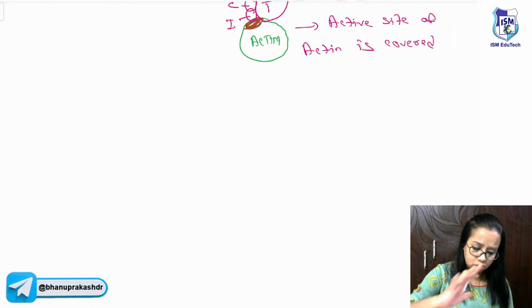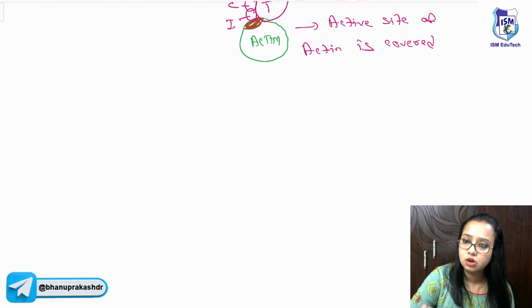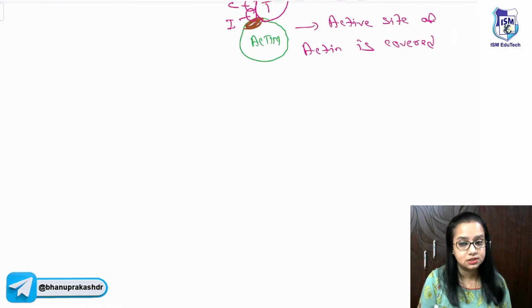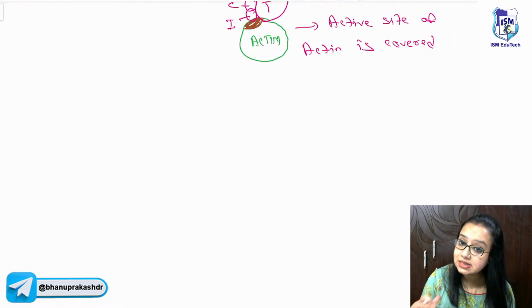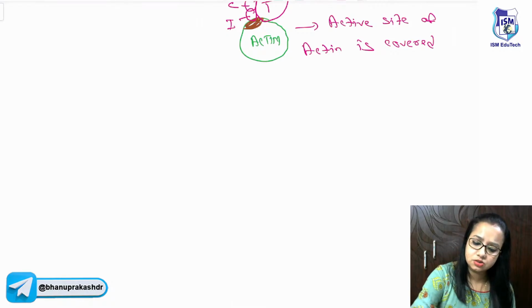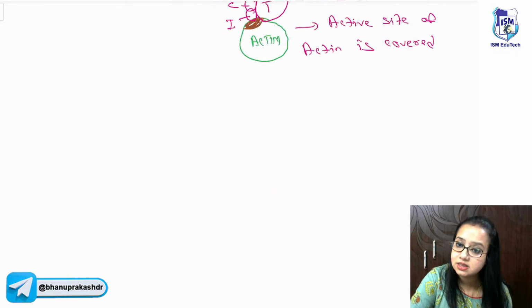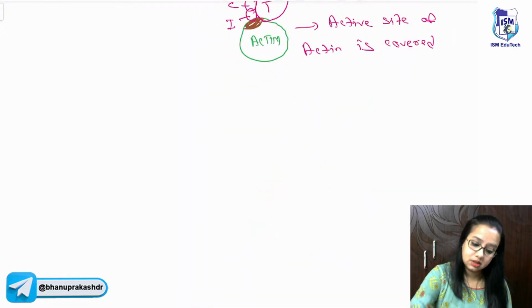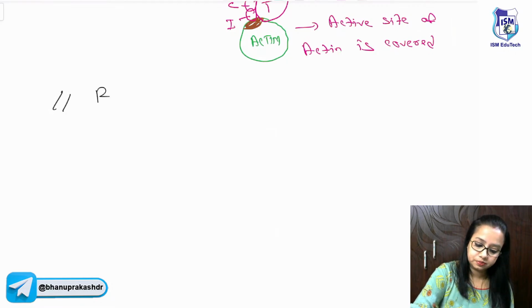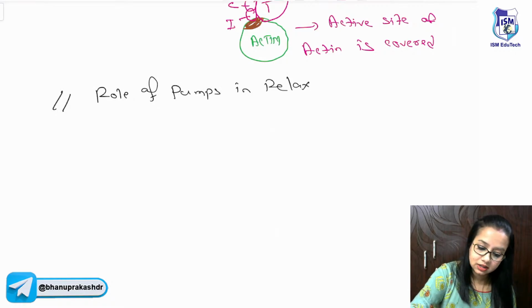But there is a lot of calcium that is still present in the sarcoplasmic reticulum. If calcium is present in the sarcoplasmic reticulum, there are always very high chances that there will again be a trigger for this excitation and contraction. So now, the role of pumps in relaxation.